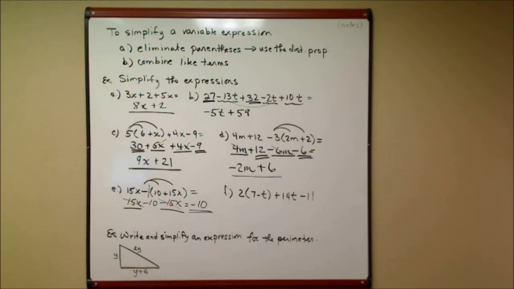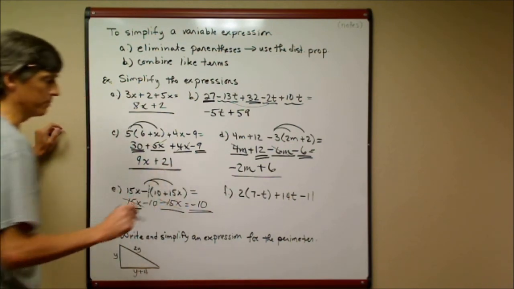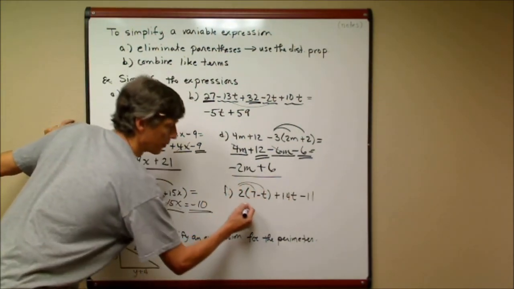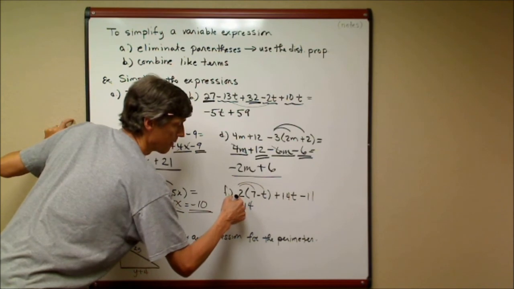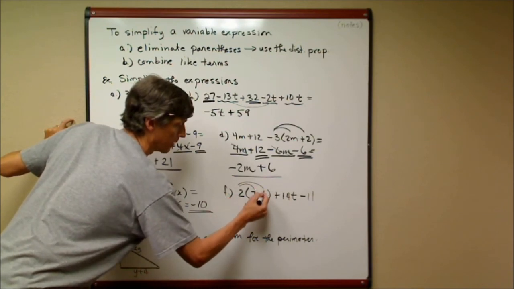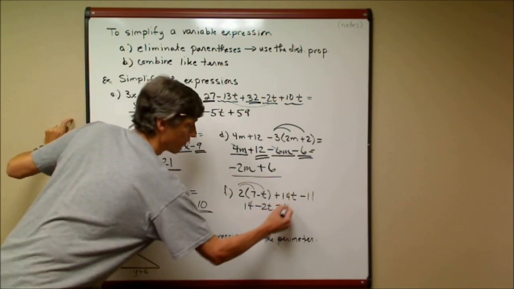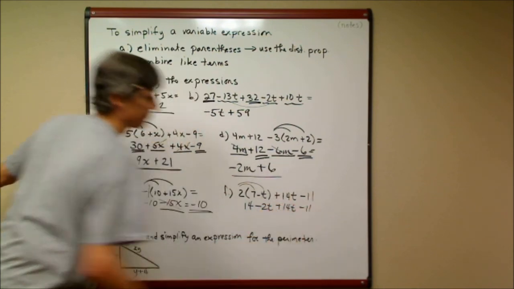One more like this. This one is a little bit simpler. There's not as many subtractions. I'm going to distribute by a positive 2. That would give me 14. Positive 2 times a minus t, that's like a minus 1t, is a minus 2t, plus 14t minus 11.